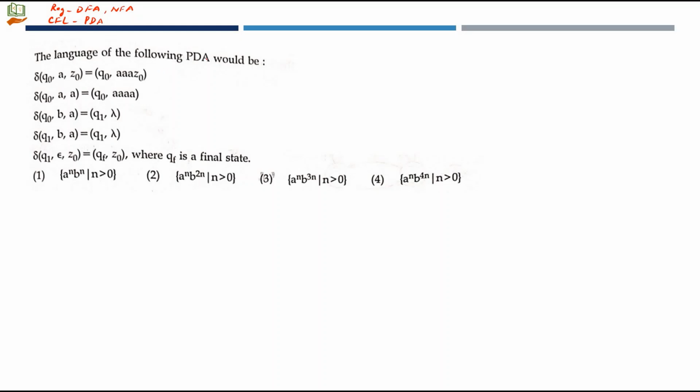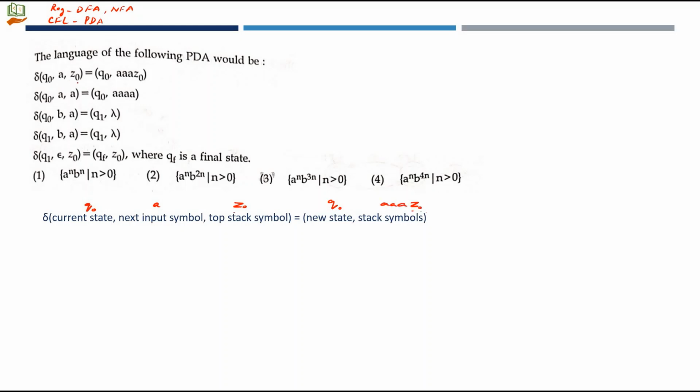In push-down automata, we will be using a stack. Delta of current state, next input symbol, top stack symbol is equal to new state and stack symbols. If we take the first one, we have Q0, A and Z0. Current state will be Q0. From Q0, when we read the symbol A, the top stack symbol will be Z0. So when I read A in Q0, what will happen? I will still be in Q0, but along with this Z0, 3 A's will be pushed to the stack.